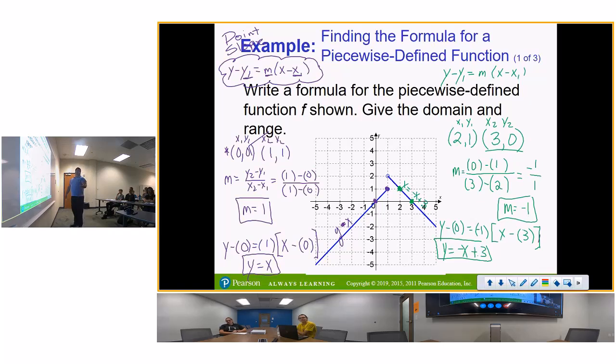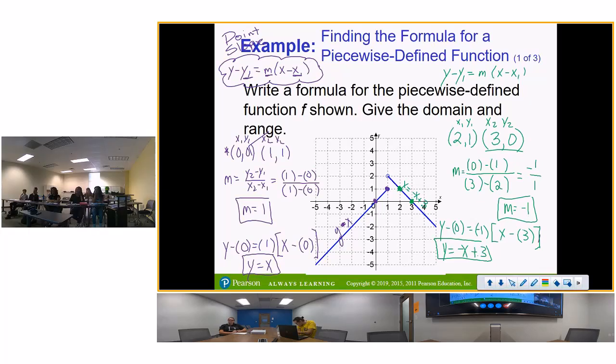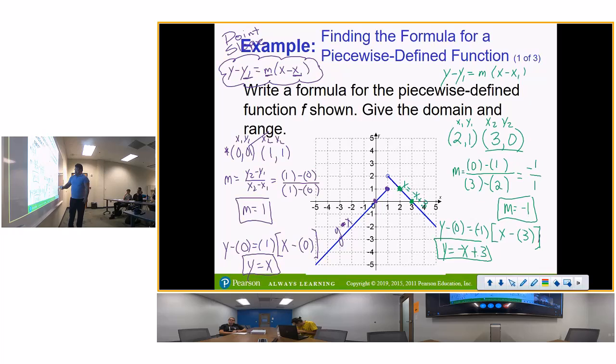All right, so what's left? Well, you got to do the domain. Yes, ma'am. Okay, why do you have brackets? I just did brackets because I don't want to have a bunch of parentheses. Okay. That's why.